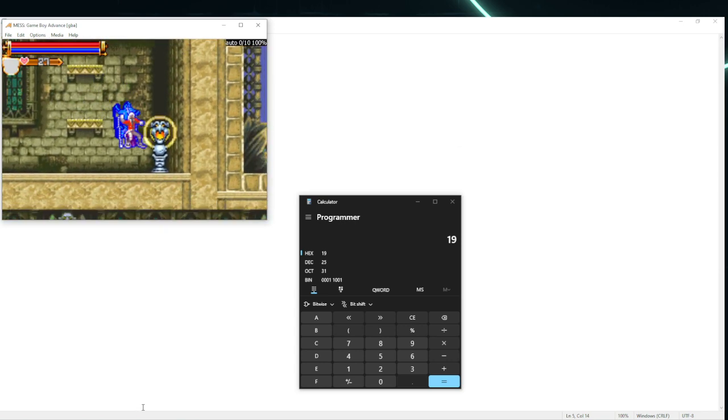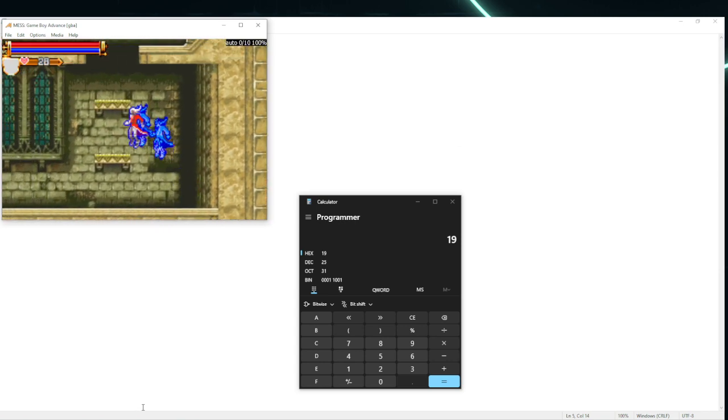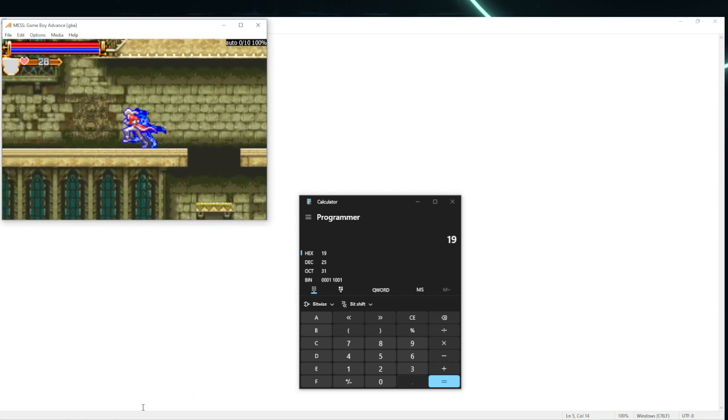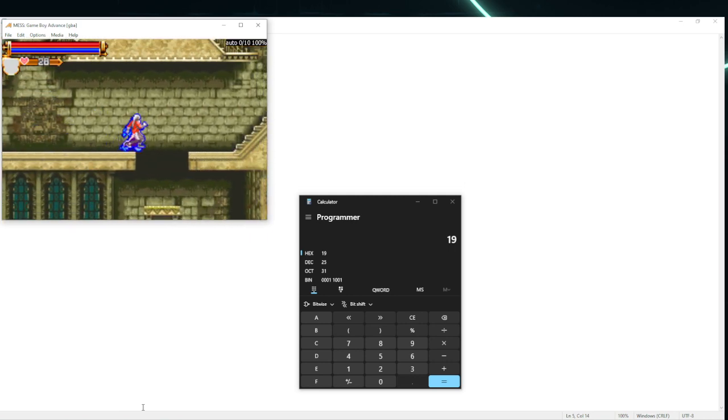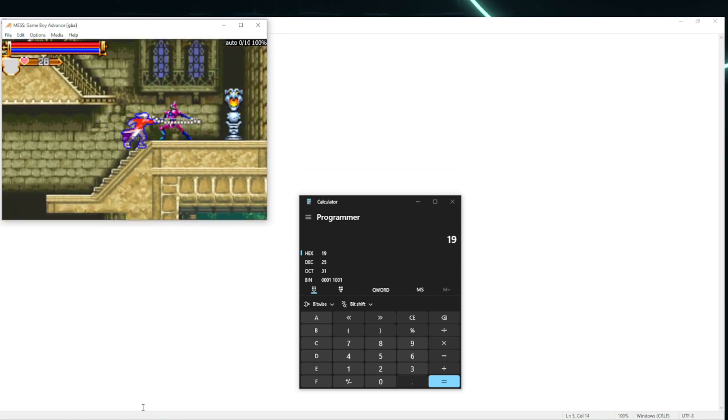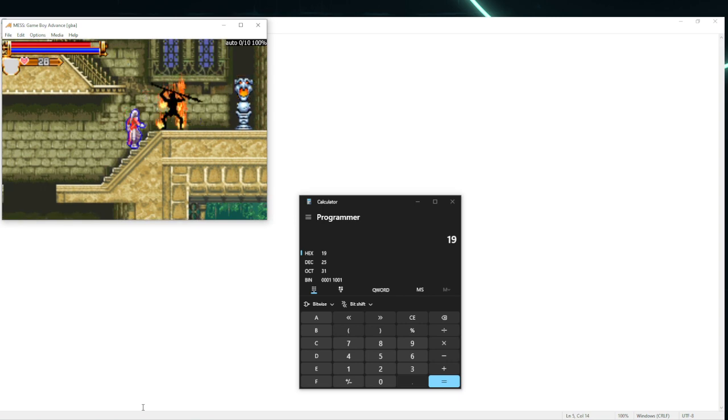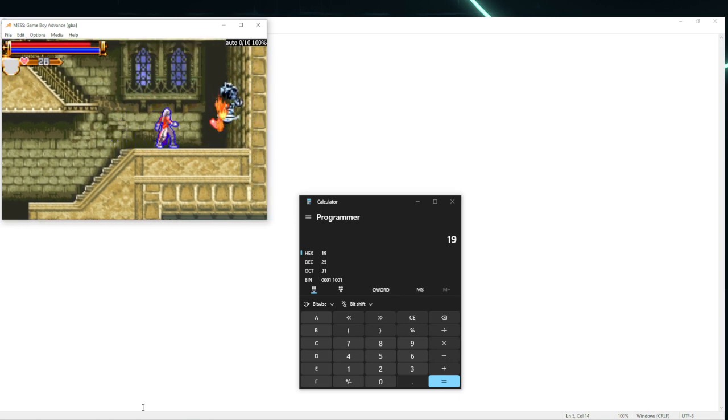Yeah, Symphony of the Night is pretty good. That's actually my favorite Castlevania. I do like some of the GBA ones. They are very good too. This one is the second in the GBA games that were released. It has awful audio.